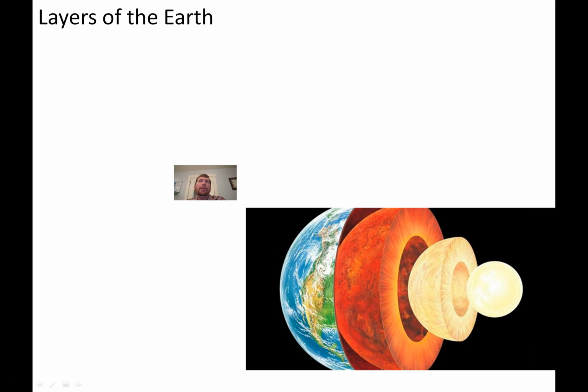Well, you can't understand how plate tectonics works unless you understand the distinct layers of the Earth, because the reason why the plates and the continents move is all described by what's going on with the major layers of the Earth. Now, you can see in this picture we've got 4 layers of the Earth, and we will go through all of them and talk about them.